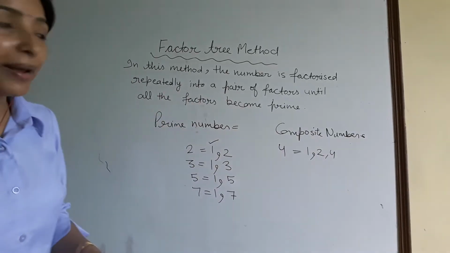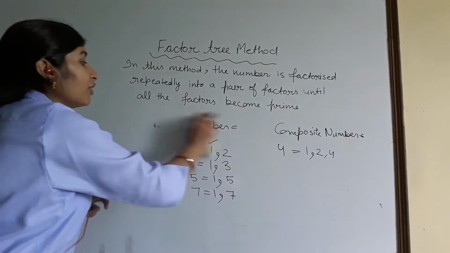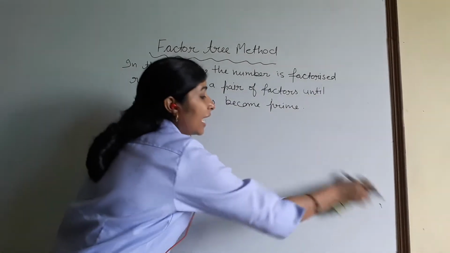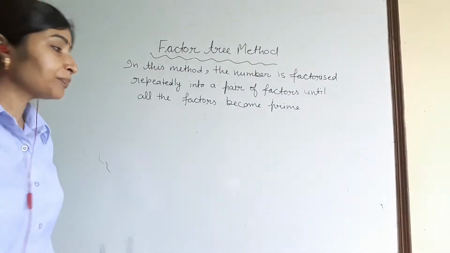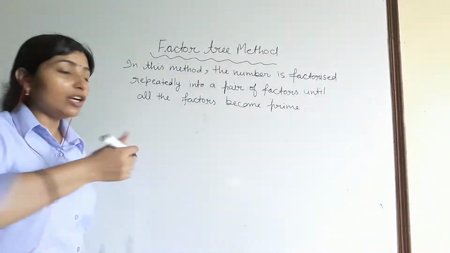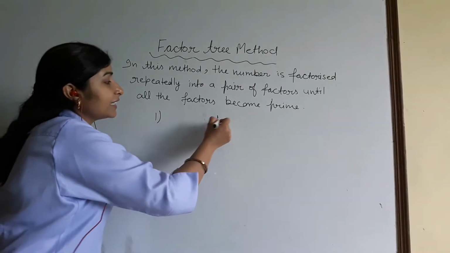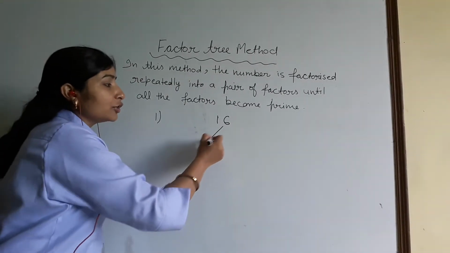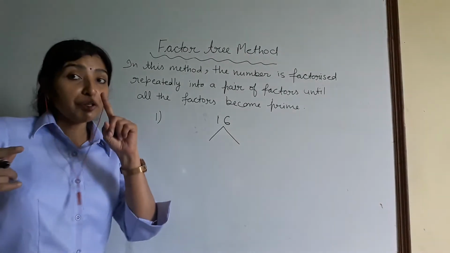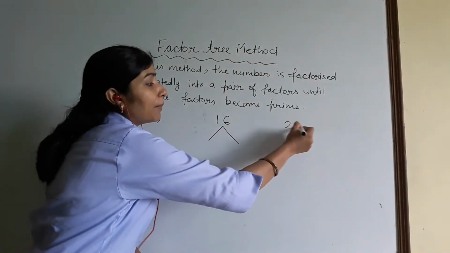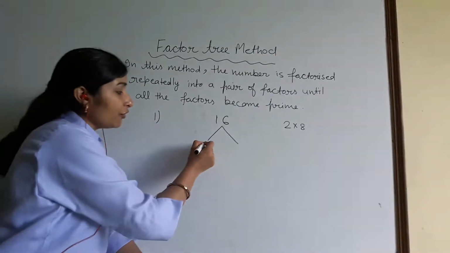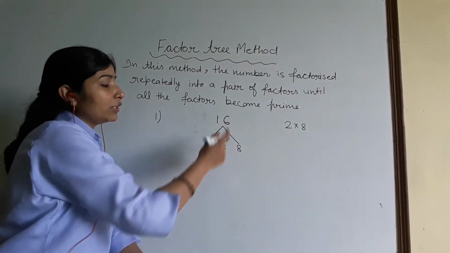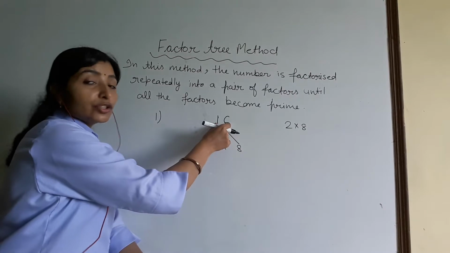तो हम फैक्टर ट्री मेथड में क्या करेंगे? We will find factors of a number until all the factors are prime numbers. Okay? So we will do the first example, that is 16. What are the factors of 16? 16 will come in 2 table. So 2 multiply 8 is equal to 16. So we will multiply 2 multiply 8. 2 multiply 8 is equal to 16. So these are the factors of 16.